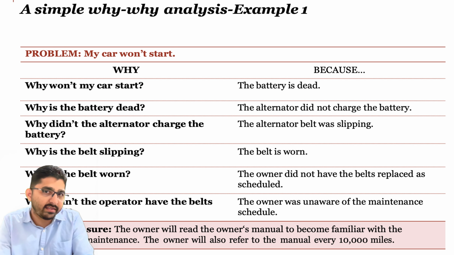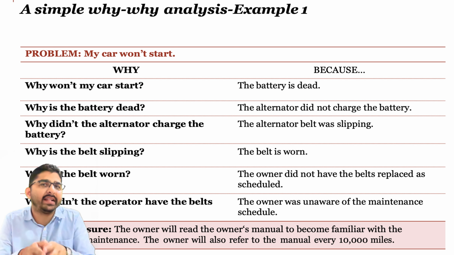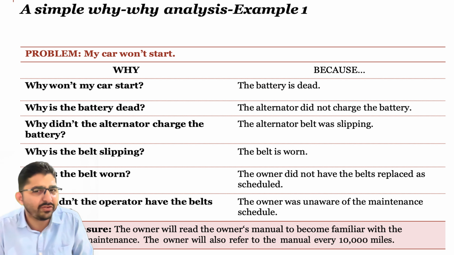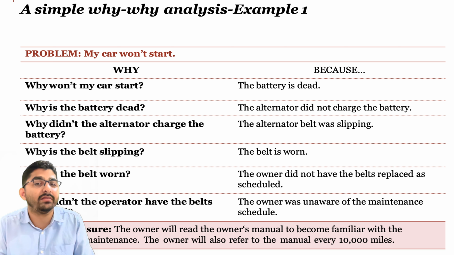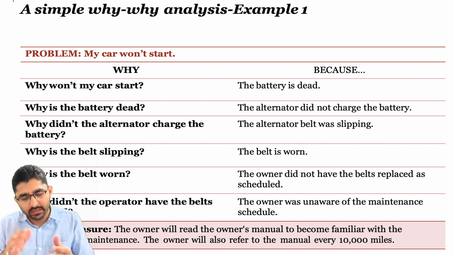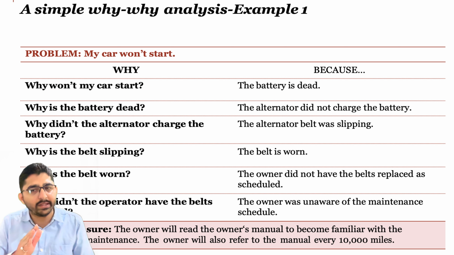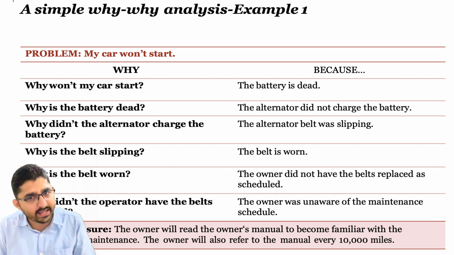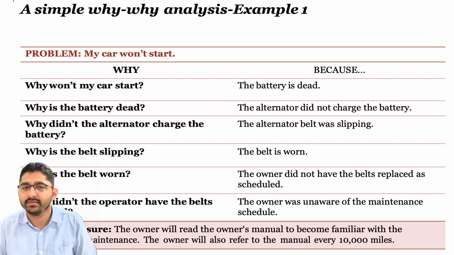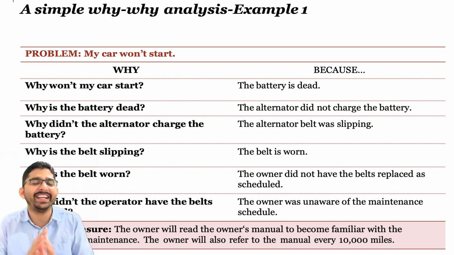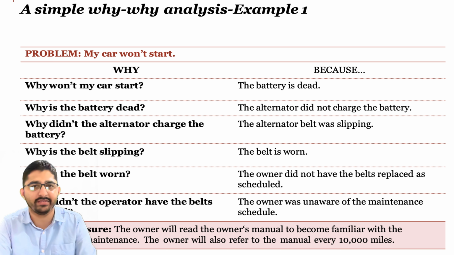So it is an operator issue. It is a human error. No? Is it a human error? Yes, it is a human error because the owner was not trained on the given procedures. So what is the countermeasure, my friends? Now the owner will read the owner manual to become familiar with the recommended maintenance, and then the owner will also refer to the manual every 10,000 miles. So I hope this was very easy and understandable for you, right?